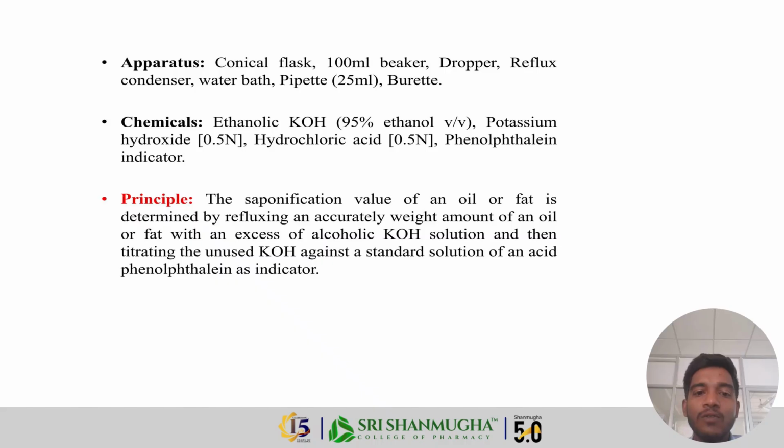Apparatus: conical flask, 100 ml beaker, dropper, reflux condenser, water bath, 25 ml pipette, and burette. Chemicals: ethanolic potassium hydroxide 0.5 normality, hydrochloric acid, phenolphthalein indicator. Principle: the saponification value of oils and fat is determined by refluxing an accurately weighed amount of oil or fat with excess of alcoholic potassium hydroxide solution, then titrating against standard acid solution using phenolphthalein as an indicator.